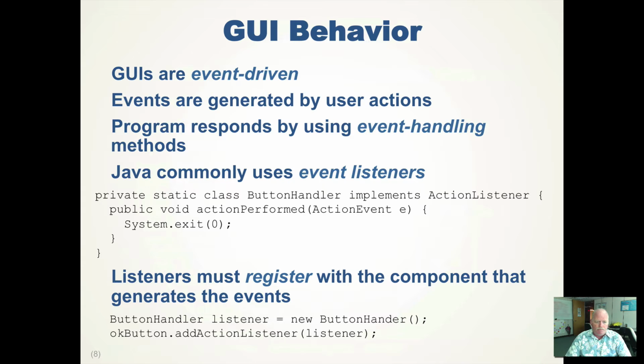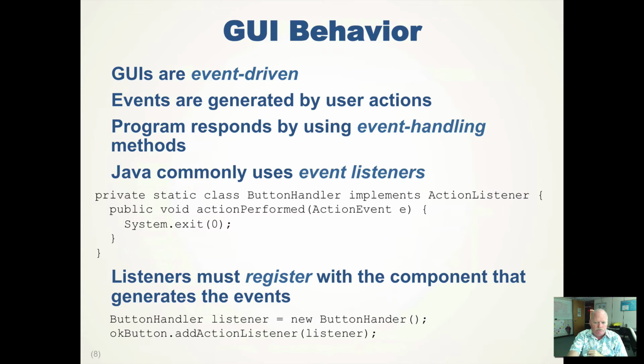The code has an example where we're creating a class, ButtonHandler, that implements ActionListener. The ActionListener interface says I have a method called actionPerformed that takes an ActionEvent. So something is going to cause an action event, and when that action event occurs, I'm going to execute System.exit, so I'm going to end the program. This would be on a quit button. If you press the quit button, the action event occurs, this method is called, and the system exits, so the program ends.